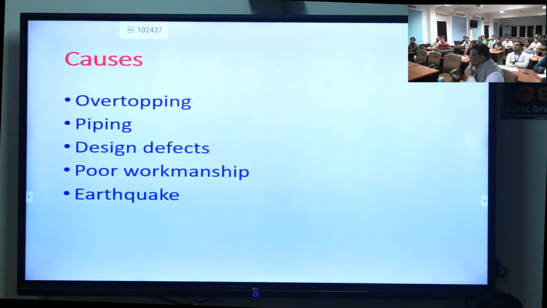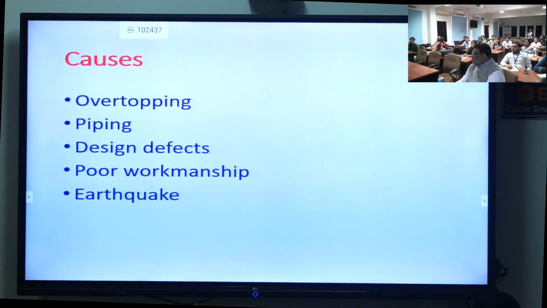Piping failure is, especially in the case of an earthen dam, there may be some weak zones. Because of seepage, some water may find its path to the downstream side. Initially the size of the pipe may be of nanometer size, and from outside we cannot know anything. But as time progresses, this pipe size increases and eventually the dam breaks.